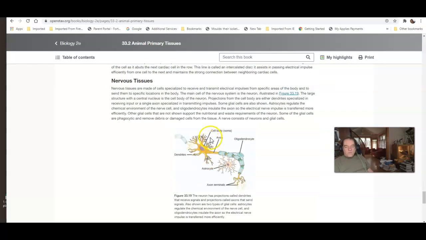And the nervous system actually has quite a few different sorts of cells. As indicated right here, we've got a neuron, the main cell right here. We've got these oligodendrocytes, which provide an insulation around the axon of the neuron. So these are some extra cells that add to the function of the neuron.